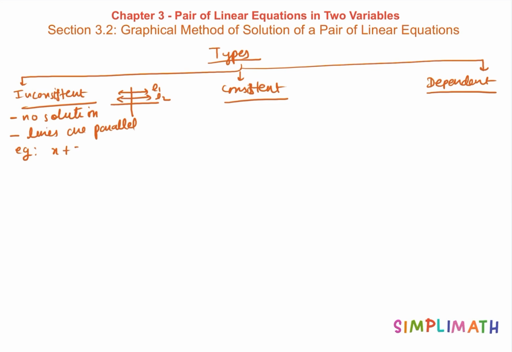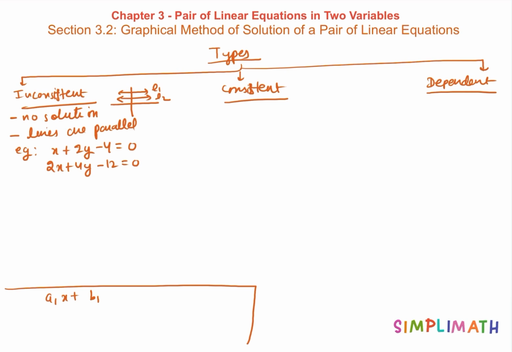For example, x plus 2y minus 4 equal to 0, and 2x plus 4y minus 12 equal to 0. Now, let us understand one thing. Whenever we have lines, they are represented in the standard form as, for example, a1x plus b1y plus c1 equal to 0 and a2x plus b2y plus c2 equal to 0. So from here, a1 is the coefficient of x in the first line, right? So a1 is 1. What is a2? a2 is 2. All right.